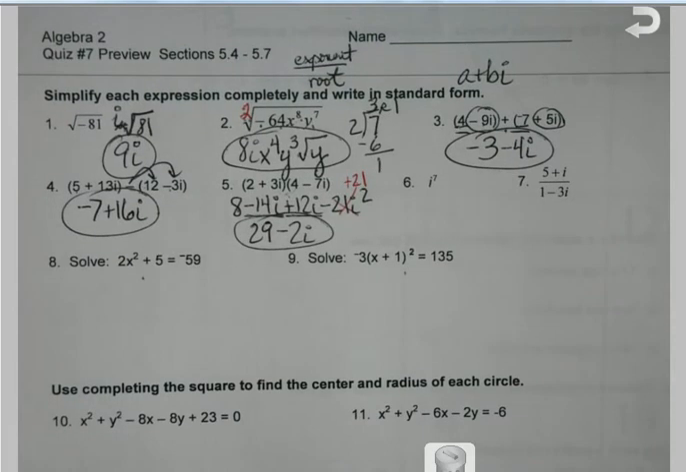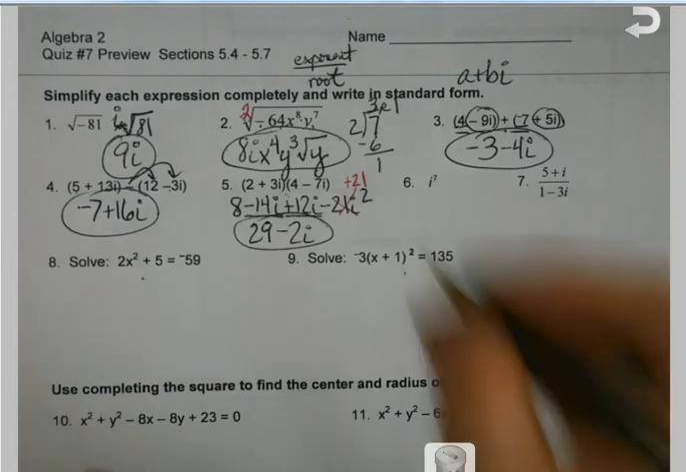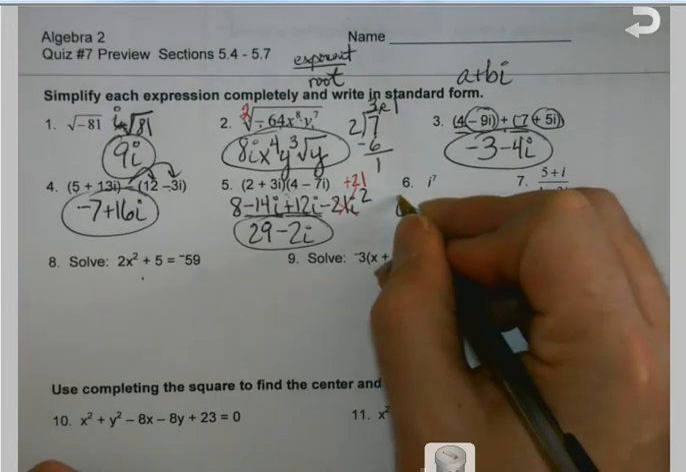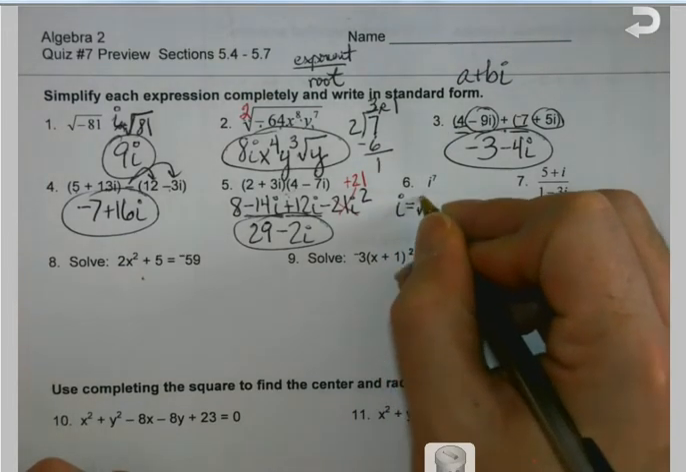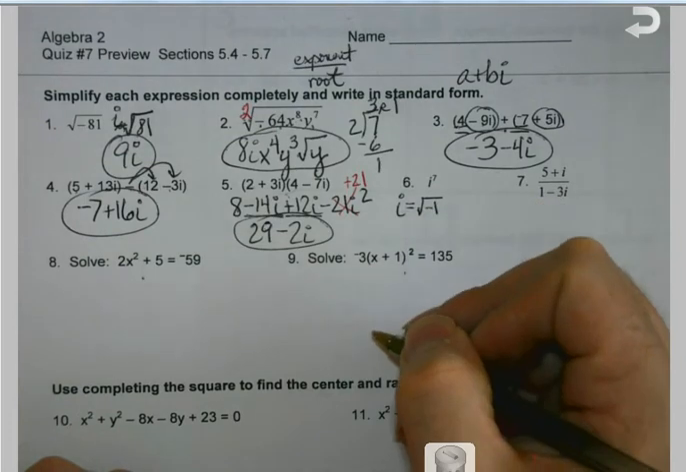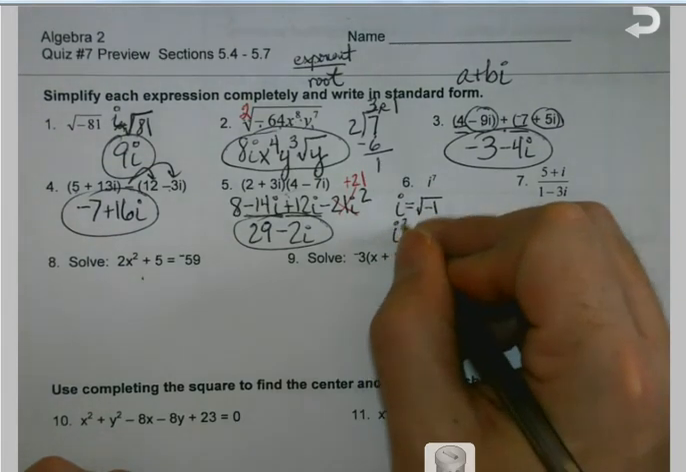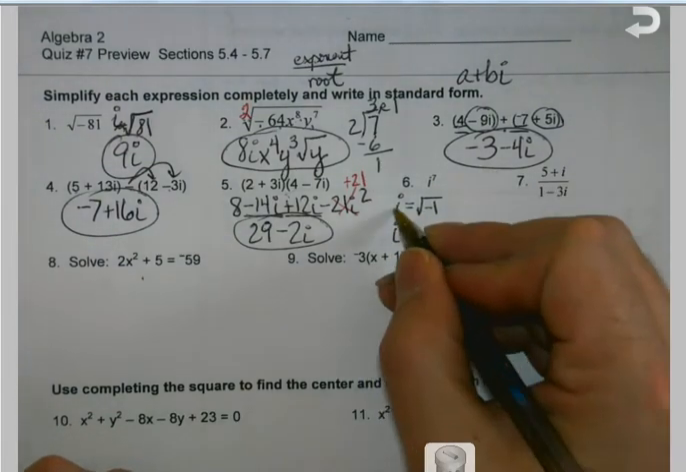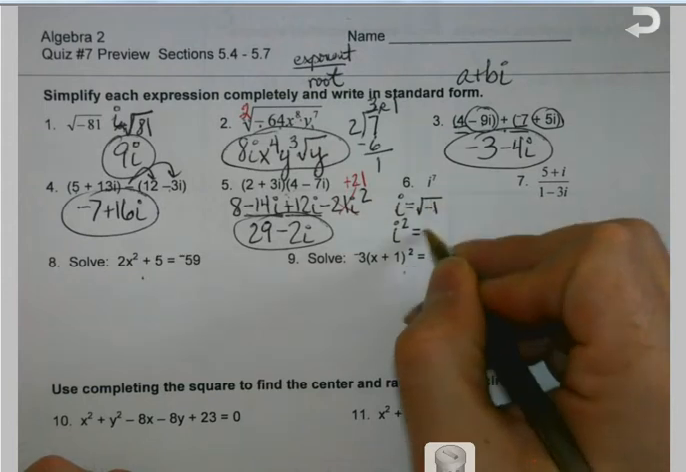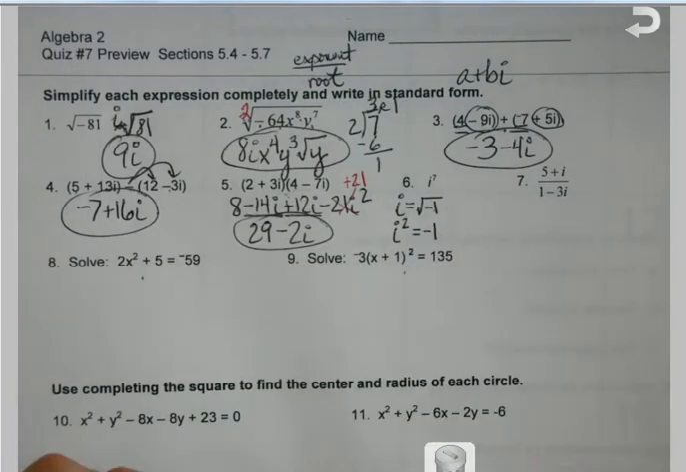Now, number 6. This is back when we had that big chart that I gave you that had i to the first, i to the second, i to the third, and i to the fourth on it. And we talked about how many times will something go in. So just as a reminder, again, i is the square root of negative 1. i squared, if I were to square both sides, the squared and the square root would cancel, so I'd just have negative 1. I'm going to skip one here for a second.